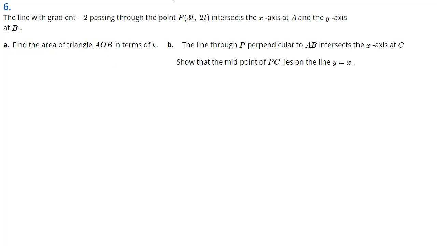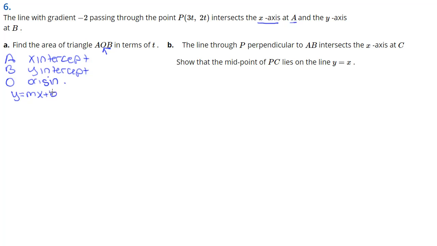Okay, number 6, we've got a slope of -2. We've got this point (3t, 2t). They give us the information. They tell us that A is an x-intercept, that means y equals 0. They tell us that B is a y-intercept, that means x equals 0 at that point. They want us to find the area of a triangle. What they really don't tell us is that O is the origin, and the triangle is made from the x-intercept, the y-intercept, and the origin.